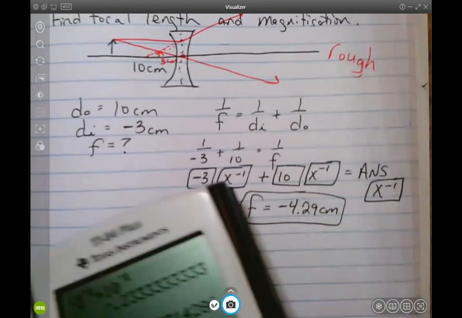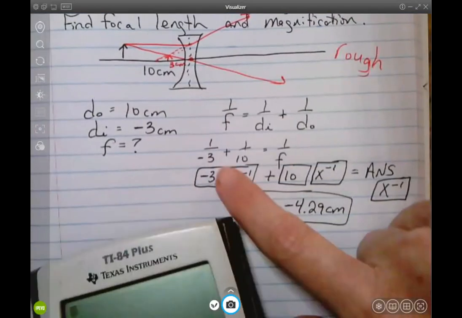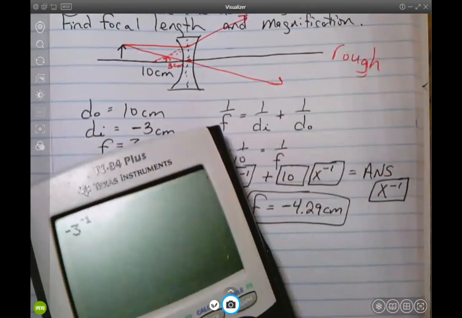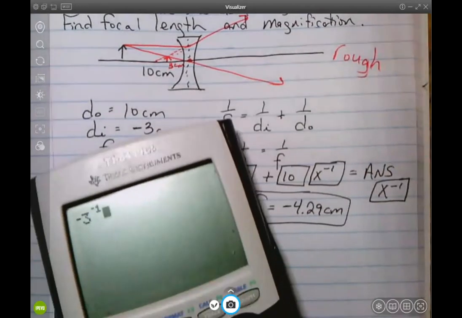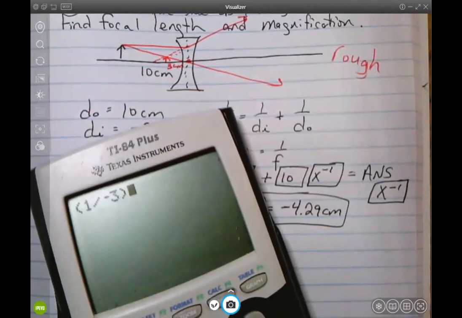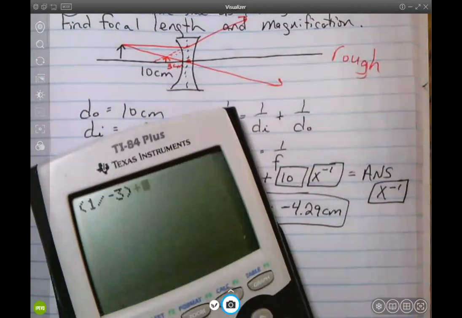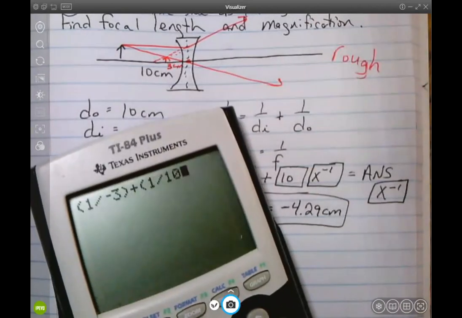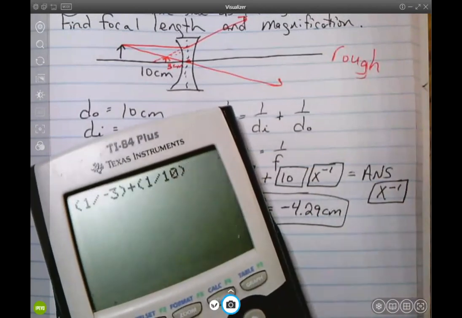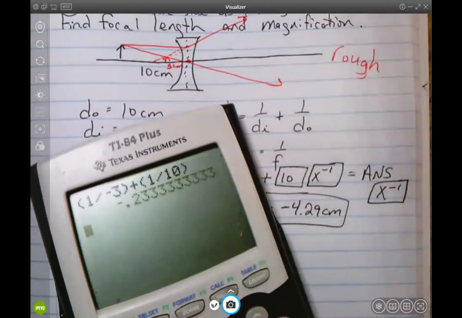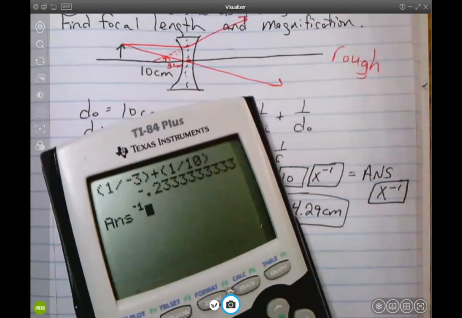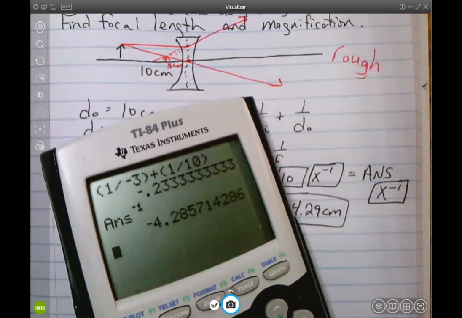All right, so I'm going to do this fraction is -3. I'm going to hit x to the -1. That's basically 1 over -3. You could do it like this: 1 divided by -3, plus 1 divided by 10. You can do it like that too. I just like the x to the -1 button. Does that make sense? And then once you get that answer, you need to take the reciprocal of that answer. That's why I hit x to the -1 again.